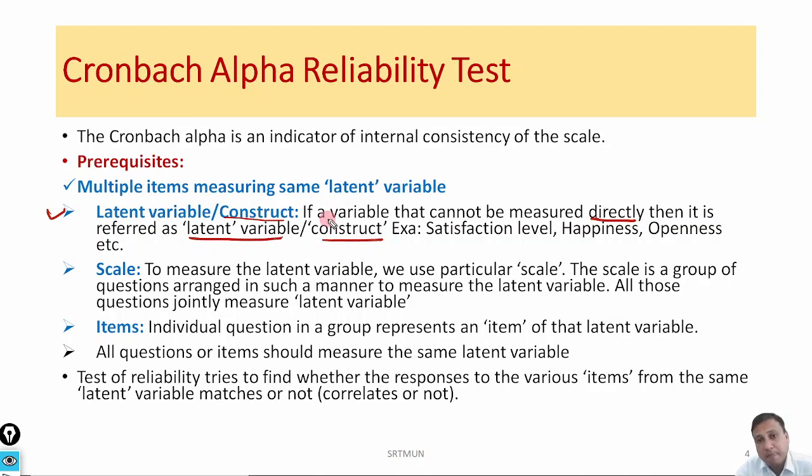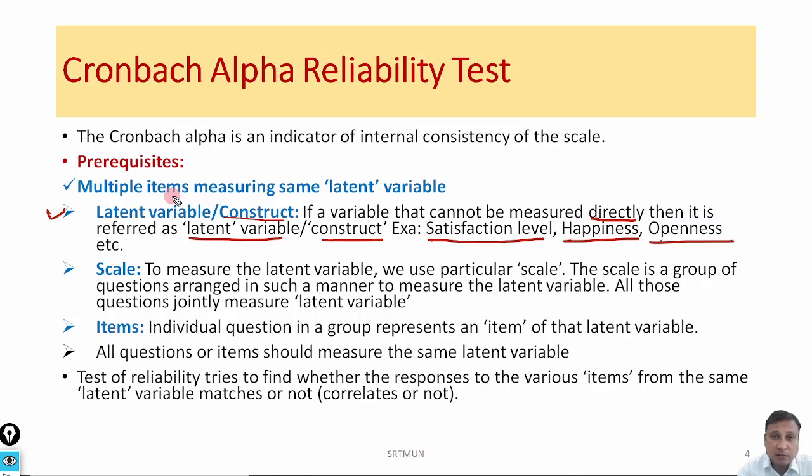For example, if we are measuring the satisfaction level of the students or the participants of a particular lecture, or say our certificate course, or if we are measuring the happiness after reading a particular book or after seeing a particular movie or any activity, or suppose we just want to measure openness, when we have such variables which we cannot directly measure, then such variables are known as a latent variable.